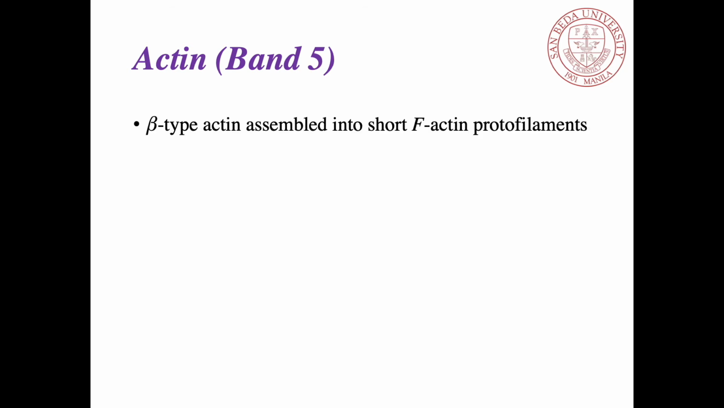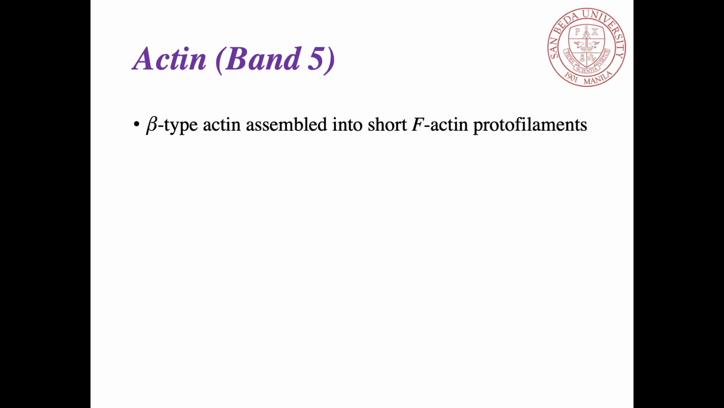The last cytoskeletal protein to discuss before moving on to clinical correlations is actin. Actin corresponds to band 5 in SDS-PAGE. It is of the beta type, and they assemble into short F-actin protofilaments that are of precise length. An actin filament has both a pointed and a barbed end, and there are associated proteins bound to either end.